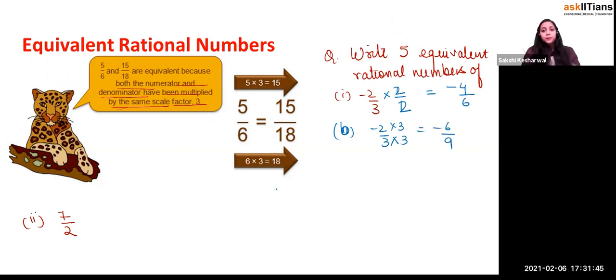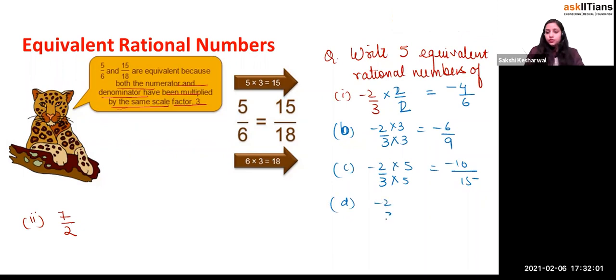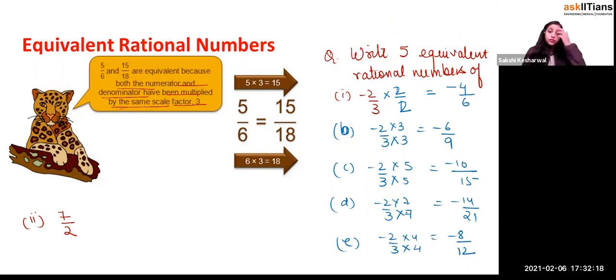You want to multiply with the negative numbers also, you can multiply, right? So it's like this. If I say minus 2 by 3 into 5, this will be equal to what, beta? Minus 10 by 15. D is equal to what? Minus 2 by 3 into 7, which is equal to minus 14 by 21. And E will be equal to minus 2 by 3 into 4, which is equal to minus 8 by 12. Yes or no? So you can do this question as homework also, right? Yes or no? So let's go on to the next slide.